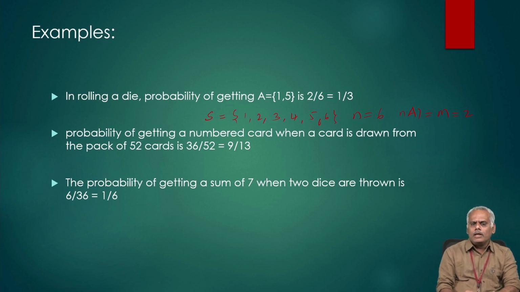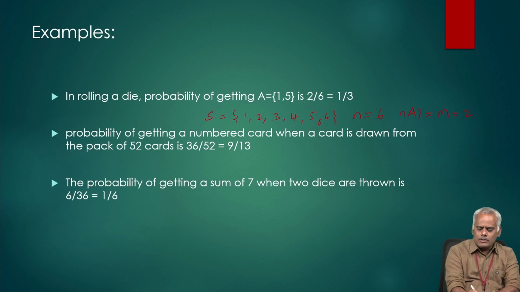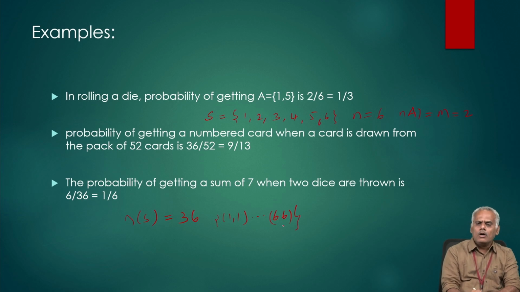The probability of getting a sum of 7 when 2 dice are thrown is 6 by 36, because when 2 dice are thrown, the number of elements in the sample space is 36, and these 36 elementary events are (1,1) to (6,6). So these are the number of exhaustive equally likely events.